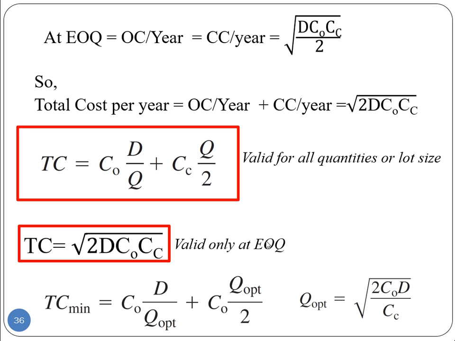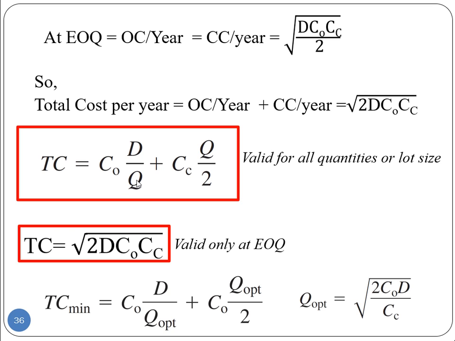Suppose the examiner asks you to find the total cost not at EOQ, then you have to use this formula. Otherwise if you find the economic order quantity, or the number of units which is economical, or the best lot size, then you have to use this formula, that is the total cost. And total cost minimum we can find if instead of simple Q we put Q optimum, that is EOQ.